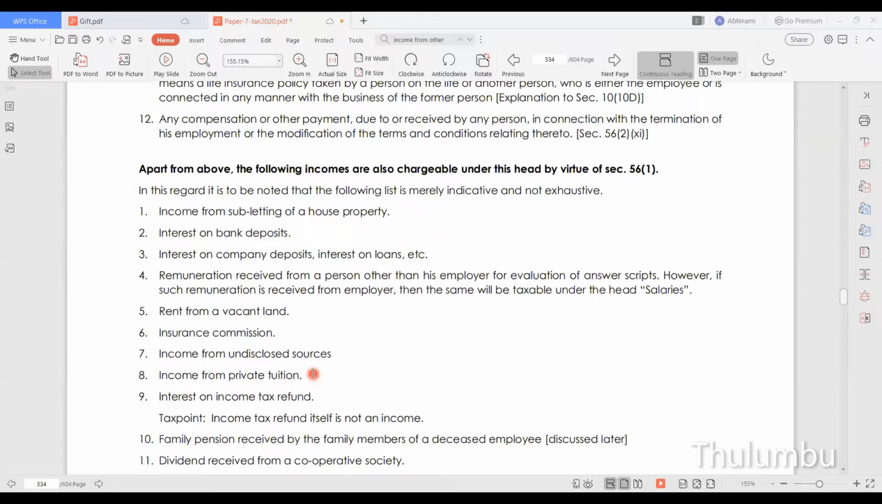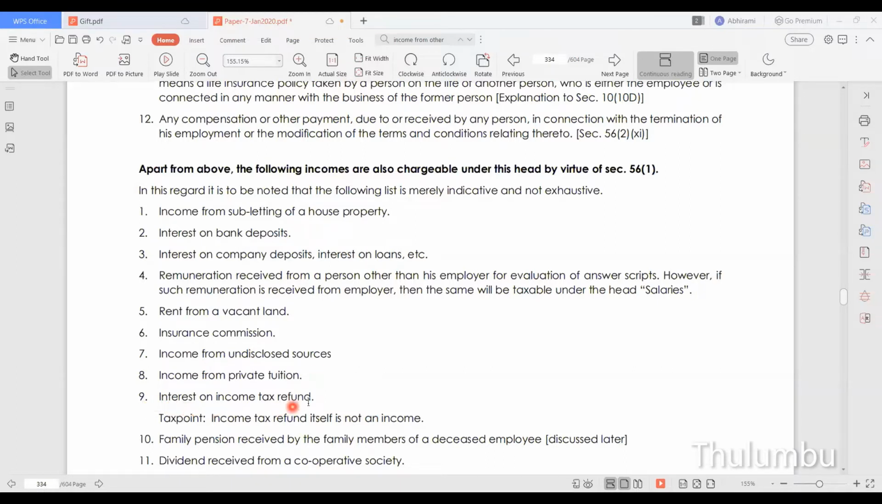Income from private tuition. So private tuition, so இப்ப யாராவது டீச்சர் பாத்தீங்கன்னா காலையில ஸ்கூல்ல எடுப்பாங்க, ஈவினிங் பிரைவேட் டியூஷன் வச்சிருப்பாங்க. ஸோ அவங்க இன்கம் ரிசீவ்ட் இஸ் taxable as income from other sources.